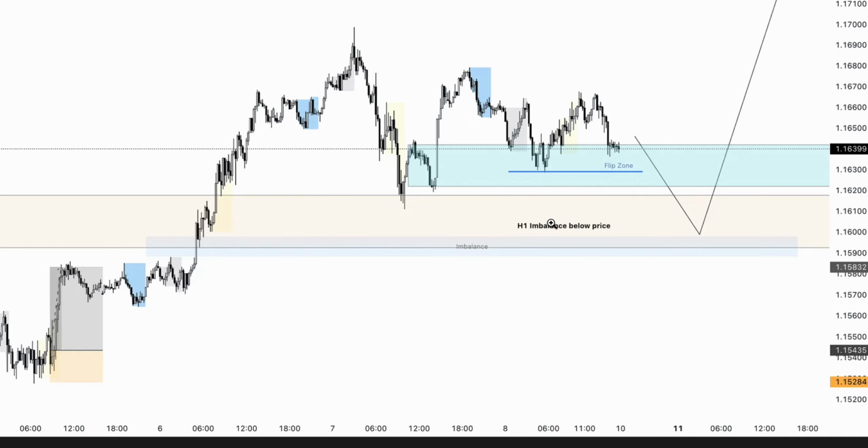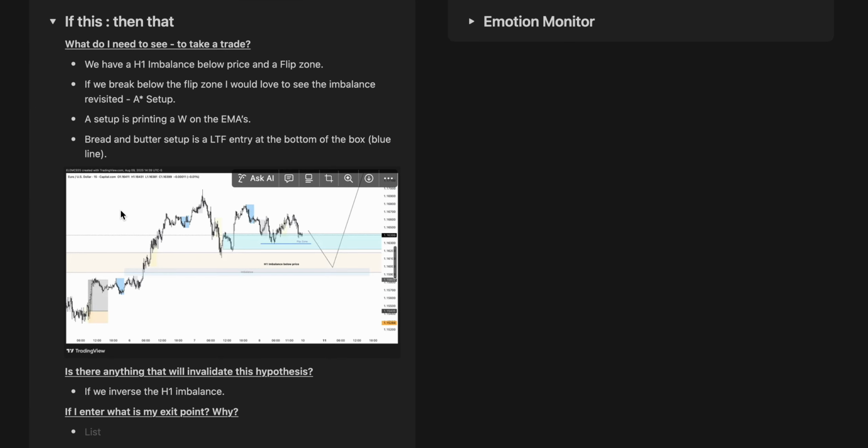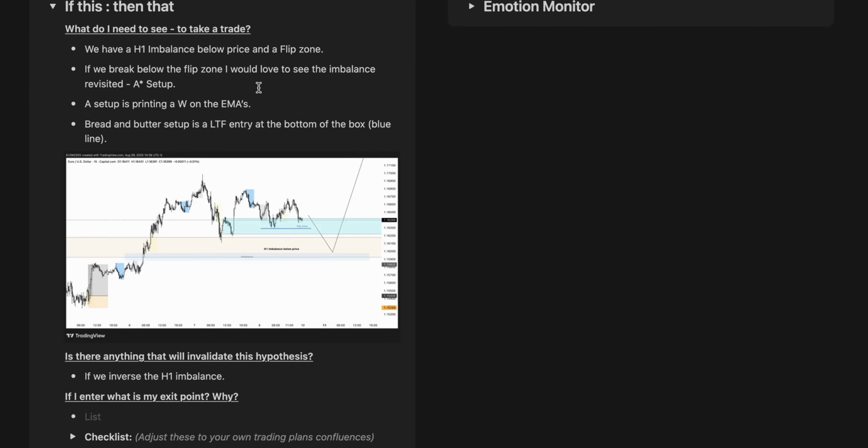But on the higher time frames, as we just covered, we have the imbalance below price and the support resistance zone. So always, this is what we want to do: if this, then that statements. So what do I need to see to take a trade? I say we have an imbalance below price and a flip zone. So here are my potential setups.